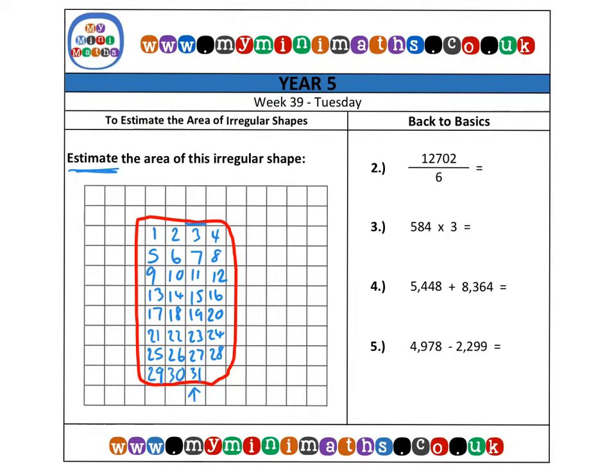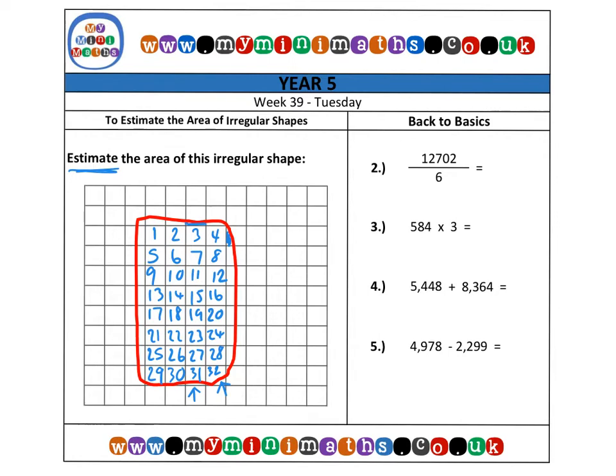Now, let's have a little look. So here we have 32, and we're missing this part. So if we try and find a similar size part that's included inside the shape, how about this one here? And we can put those together to make the 32 squares so far.